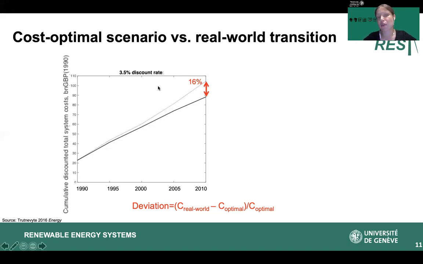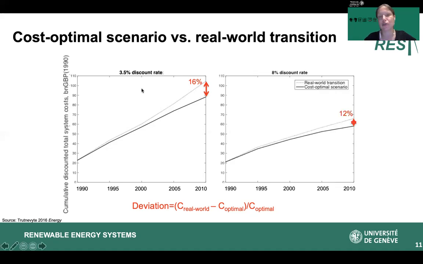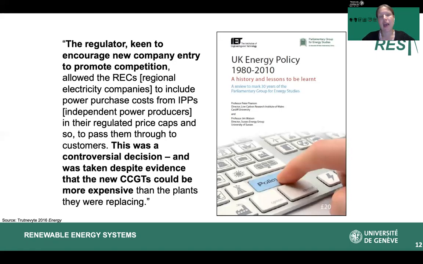One could ask, of course, is it a matter of discount rate? So also by increasing the discount rate, we can still see that there will be still deviation from this cost optimal path. Why so? I have mentioned already this case of the climate change that started the renewable energy growth that could not have been anticipated in the year 1990. But there's also something else.